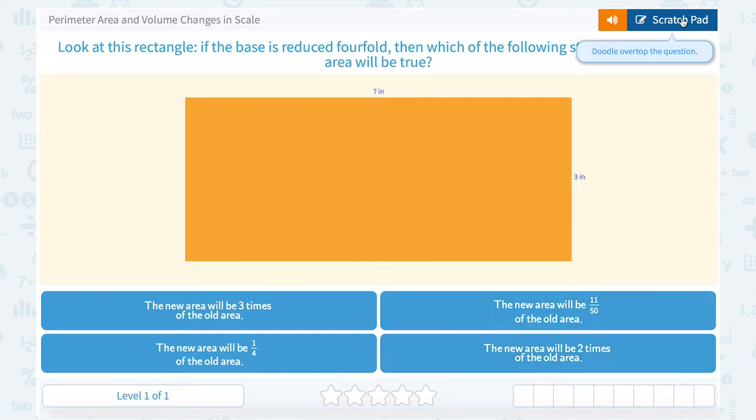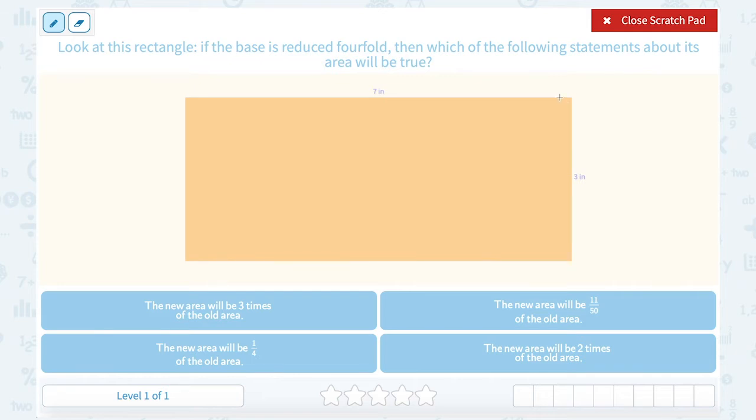They're telling us it's a rectangle, and the base would be one of these sides. Remember, you call one the base and the other the height? That's the same thing as calling them length and width. So if we call one base and one height, when they say if the base is reduced fourfold, that means we're dividing one of the sides by 4, right? Reducing means it's getting smaller, and fourfold means by a factor of 4.